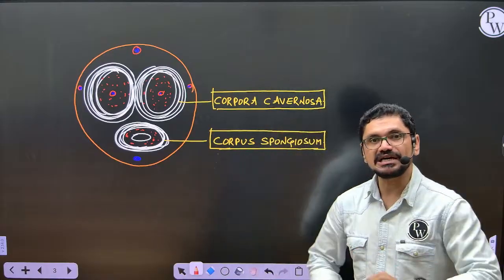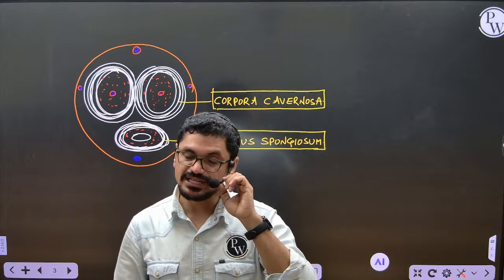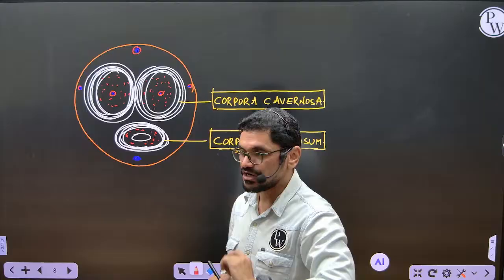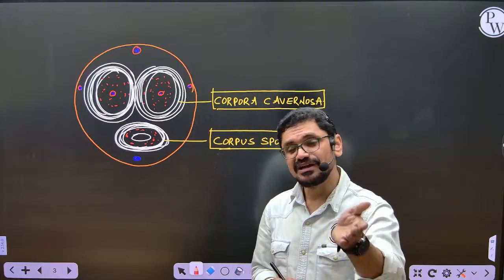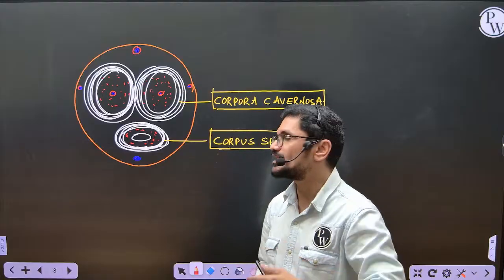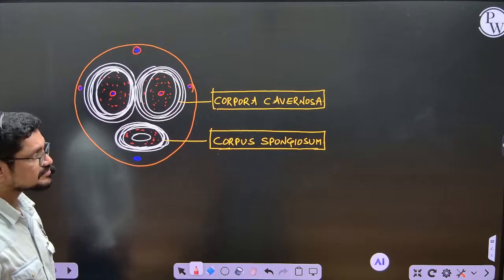In the regular revision classes, I will explain the mechanism underlying the filling of blood when you come to the regular classes. This is just a revision, just a briefing. When you come to the regular class, then I will explain the mechanism also, right? And this is a special tissue which is filled with the blood.